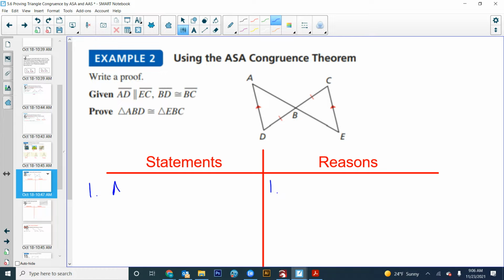All right. AD is parallel to EC. I'm going to go ahead and write both givens on the same line. BD congruent to BC. Given. Parallel gets marked with an arrow. And the BD congruent to BC gets marked with tick marks. Question for you. Does parallel count for S in SAS or SSS? No. Or AAS? No, it does not. What do we talk about though?